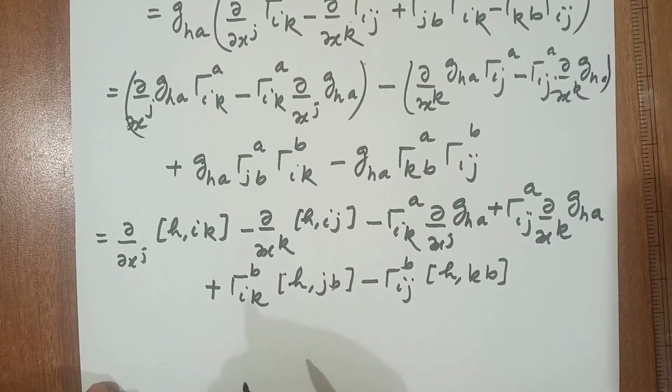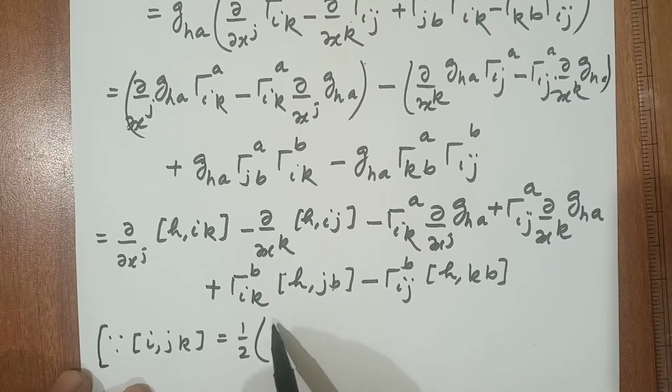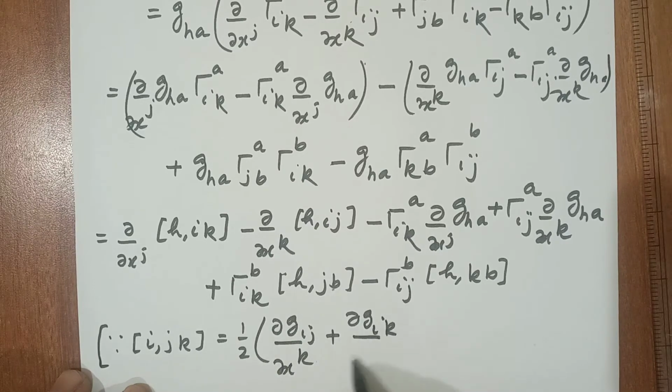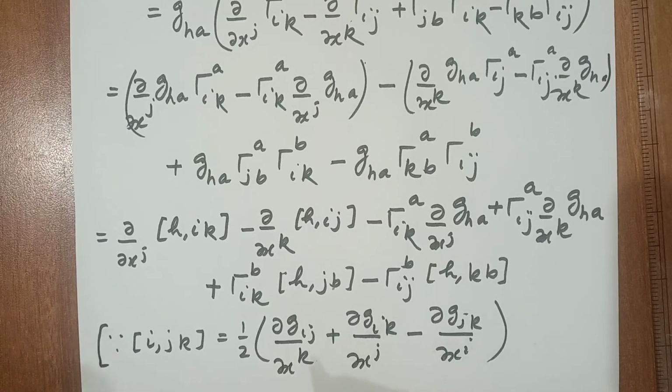Similarly, now we shall use the formula of Christoffel symbols of the first kind. What is the value of the Christoffel symbol of the first kind? So we have, since the Christoffel symbol of the first kind [IJ,K] is equal to 1 by 2 times (del g_IJ upon del xk plus del g_IK upon del xj minus del g_JK upon del xi). Also, this is the metric tensor, so g_IJ is symmetric. So we can use g_IJ equal to g_JI or g_IK equal to g_KI as suitable. Okay, so this is the definition of the Christoffel symbols of the first kind.